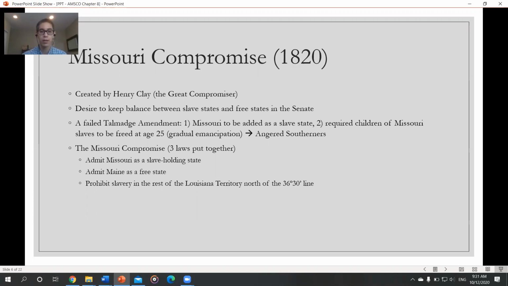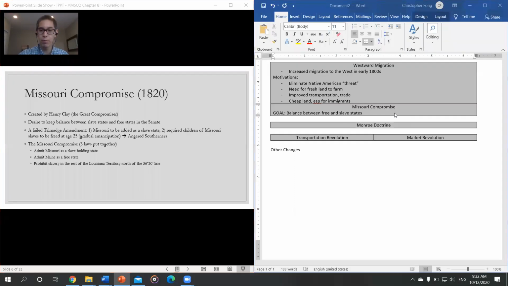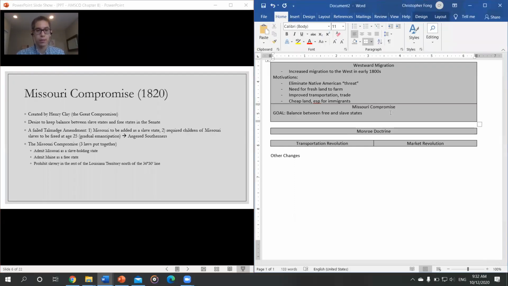And so the Missouri Compromise really did three things. It said Missouri is a slave state, but it also added Maine as a free state, so you still have the balance between free and slave states. But it said any states above the 36°30′ line, or the 36°30′ parallel, which we'll see in a map, slavery is not allowed. So again, the Missouri Compromise says three things.